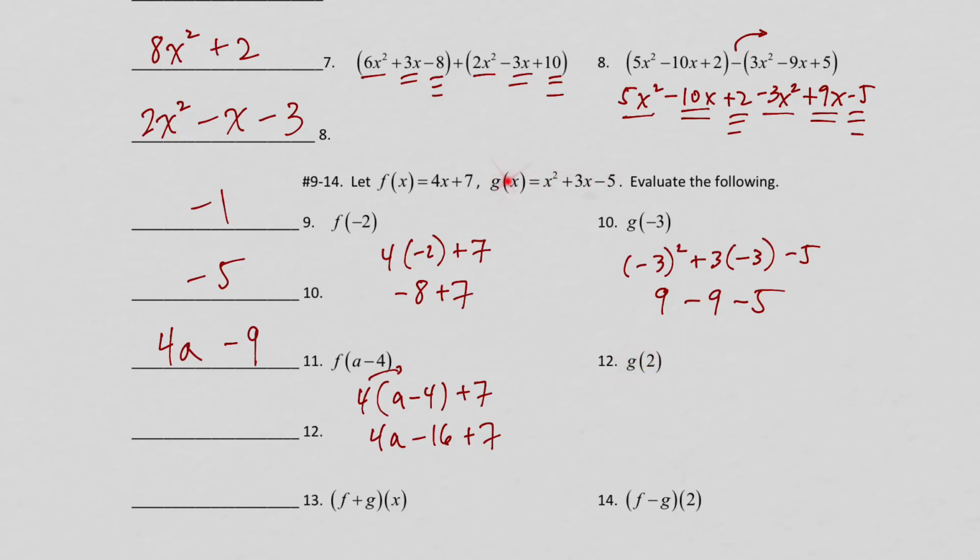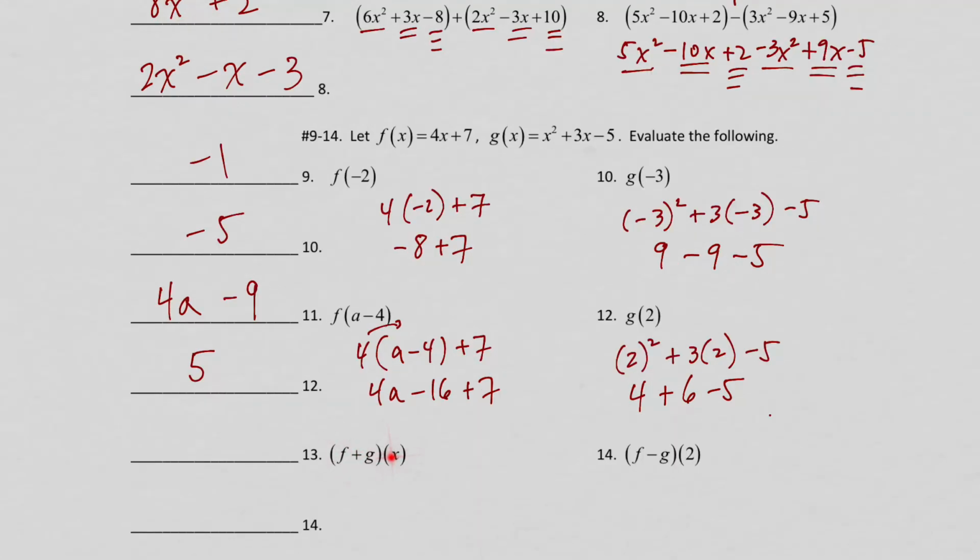This is our g function. Here's our g, and so we're going to put 2 in for x. So this is going to be equal to 2 squared plus 3 times 2 minus 5, which is 4 plus 6 minus 5. 10 minus 5 is 5.